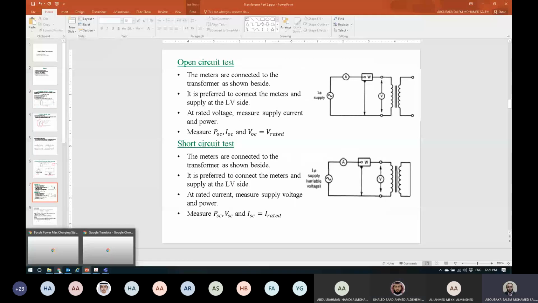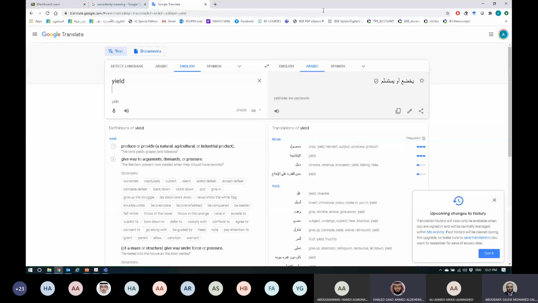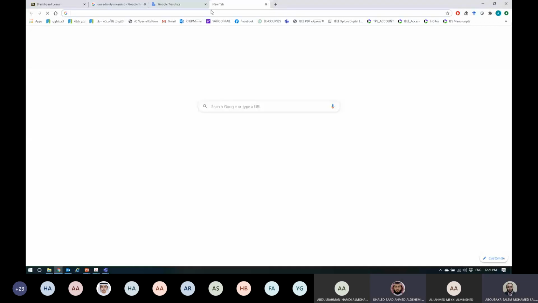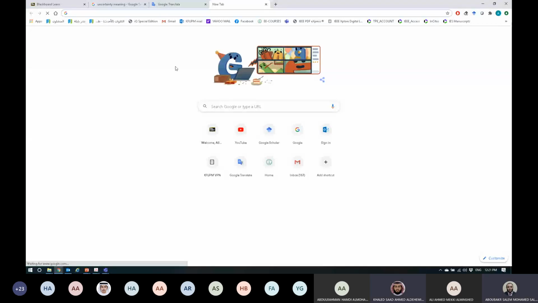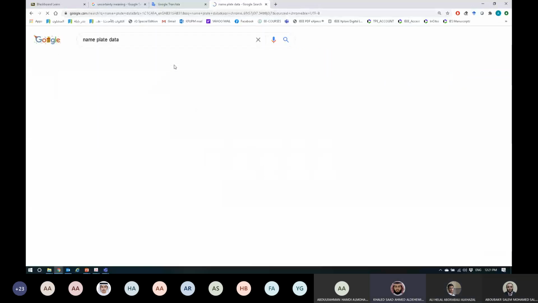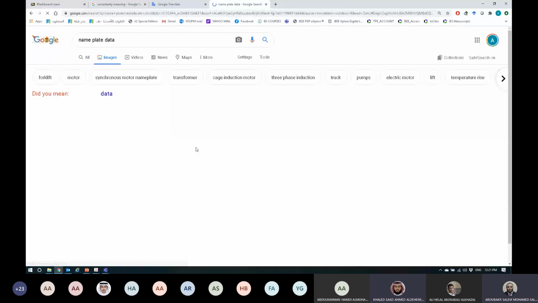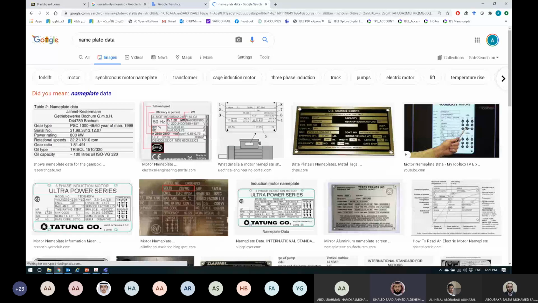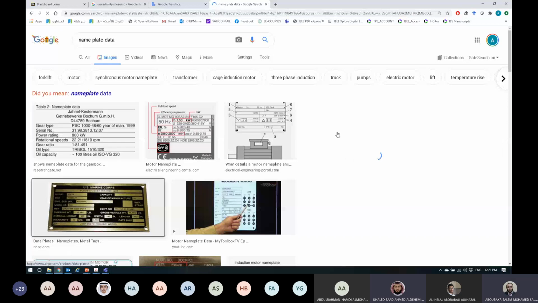What's the meaning of rated values? Can we say these are the values made for the wires, like a specific current made for the wires, or for the equipment that we have? Can you see the screen? Yes. Can you see this plate?